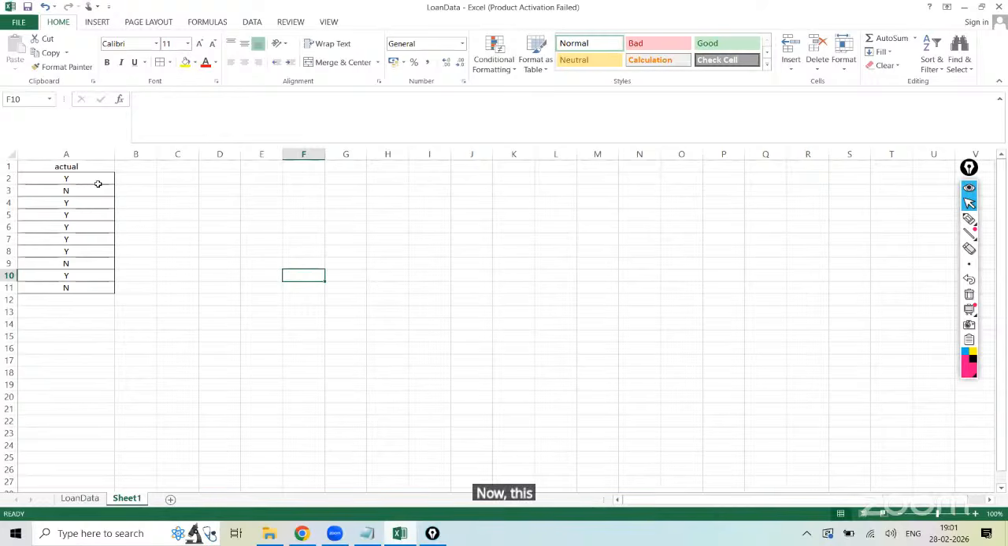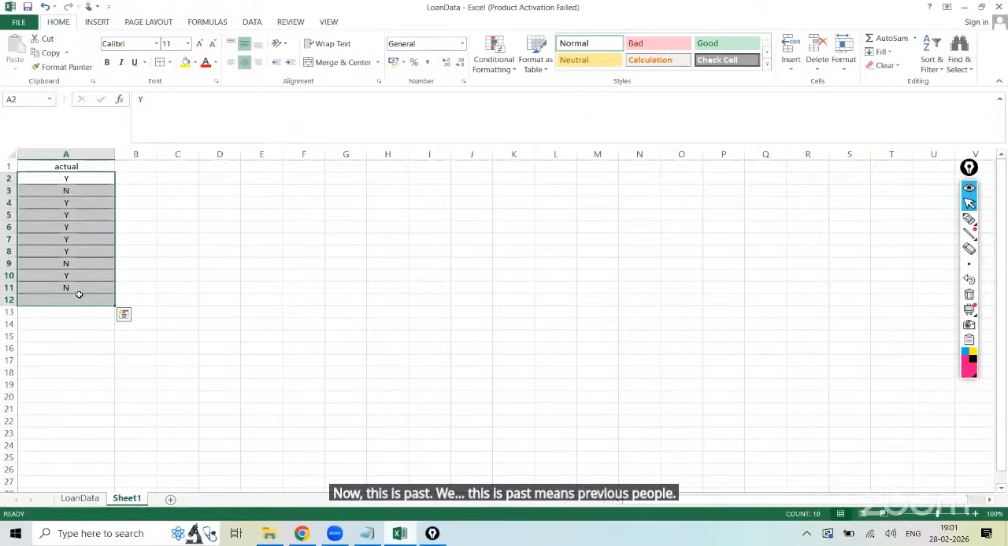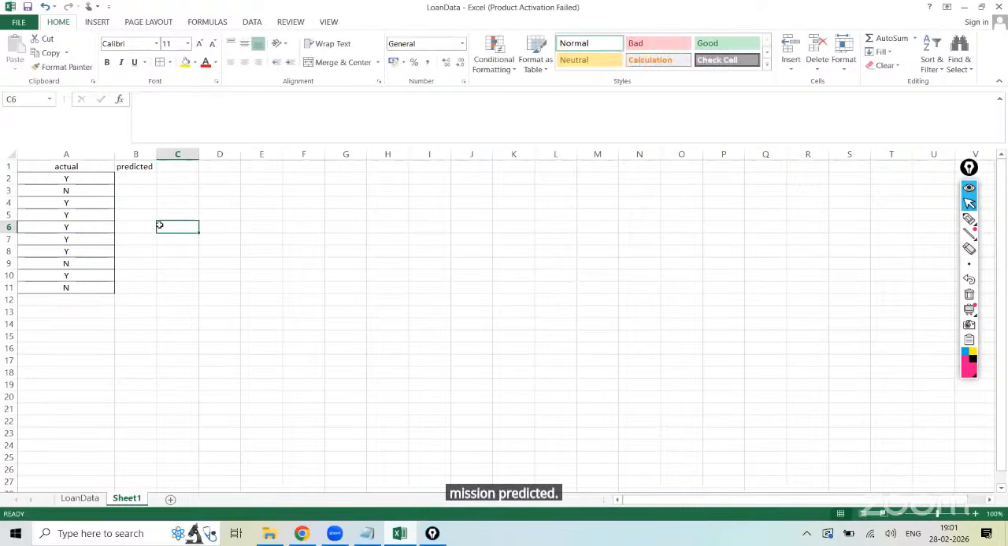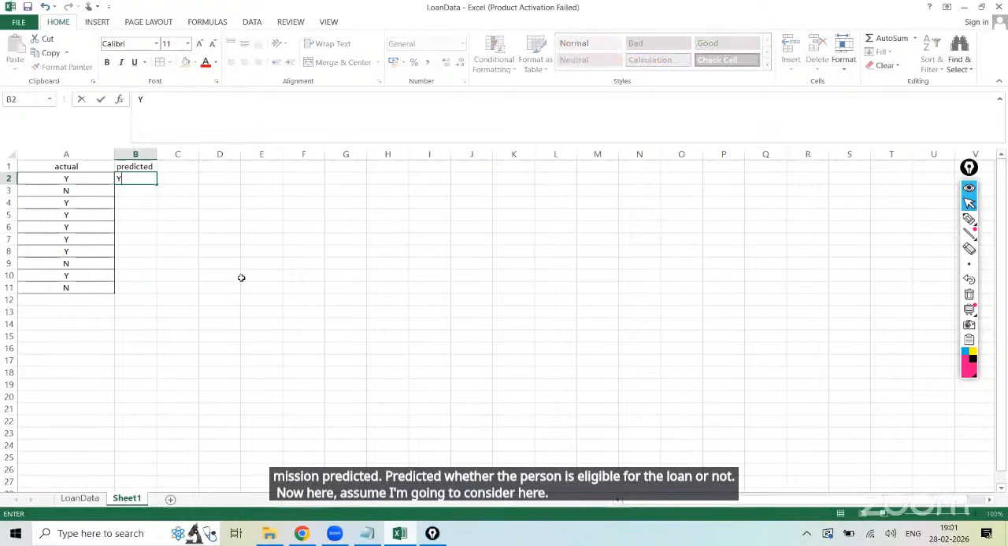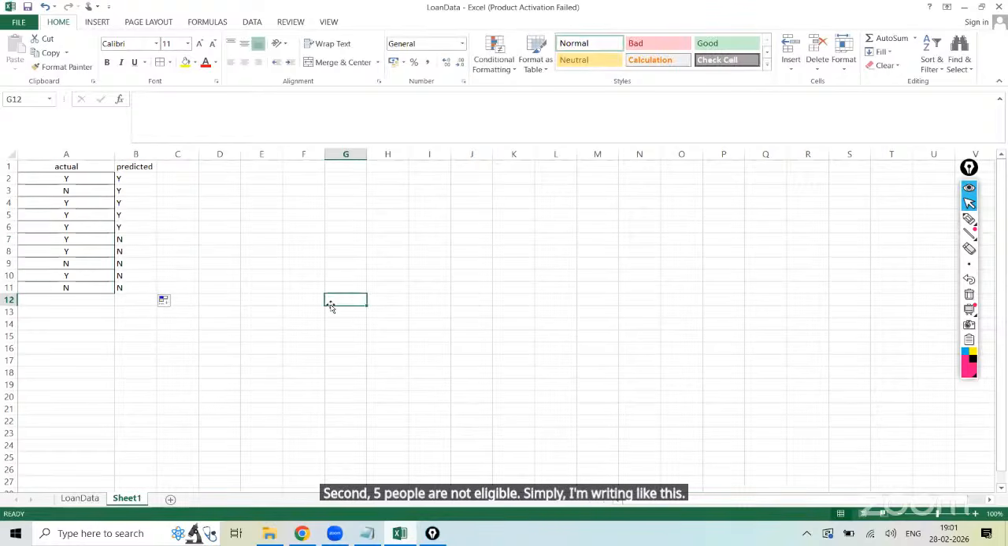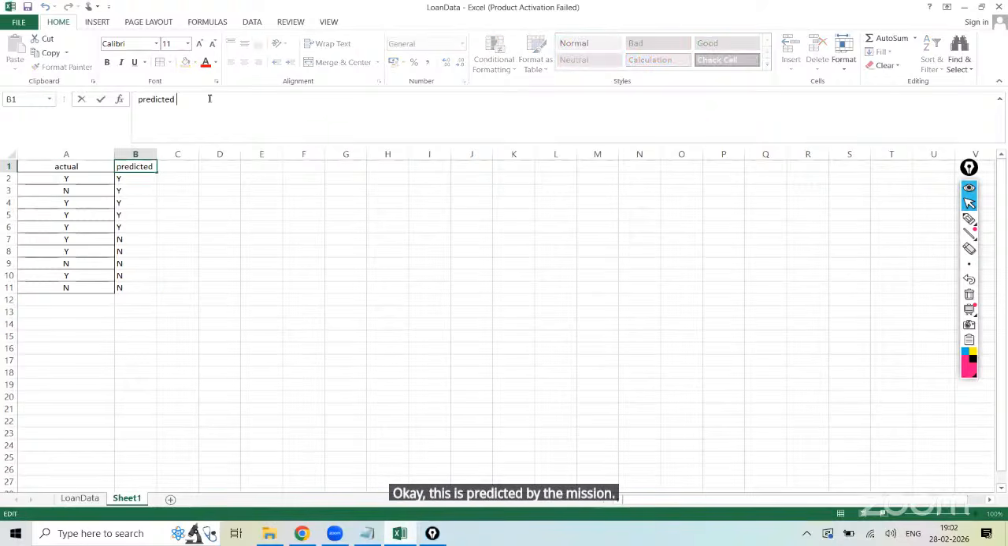Now, this is past. This is past means previous people. These are the eligibility of whether the person is eligible for the loan. Assume the machine has predicted whether the person is eligible for the loan or not. Now here, assume I am going to consider like this: first 5 people are eligible, second 5 people are not eligible. Simply I am writing like this. This is predicted by the machine learning algorithm, ML algorithm.